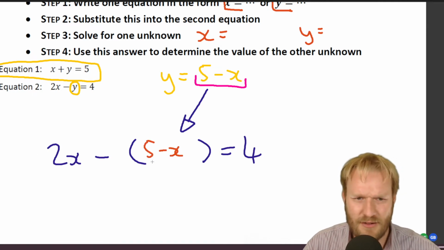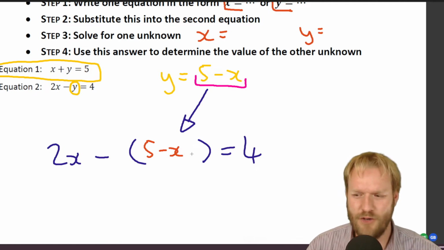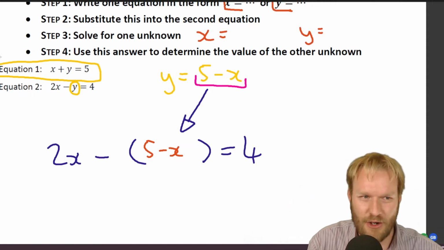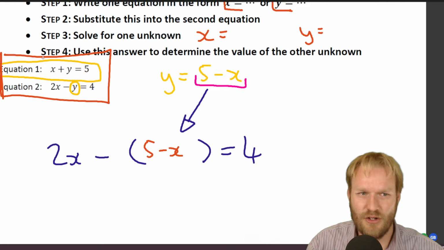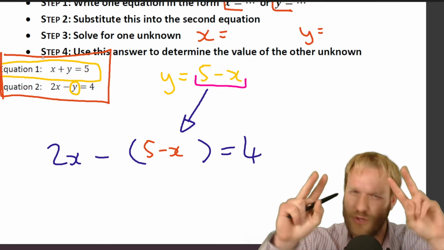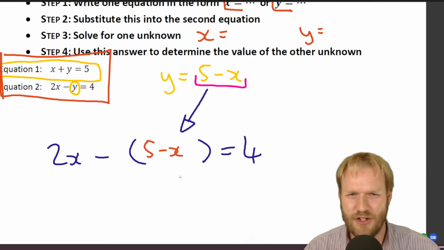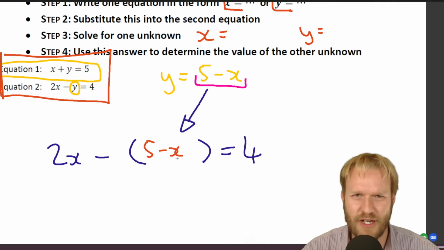How many different variables do we have in this equation? Well, we've got 1, because we just have the x that we don't know. So therefore, if we've got one variable and one equation, we can solve it. Originally, we had 2 variables and 2 equations, which always screams out simultaneous equations. So go for it, solve the equation, and what do you get for x?